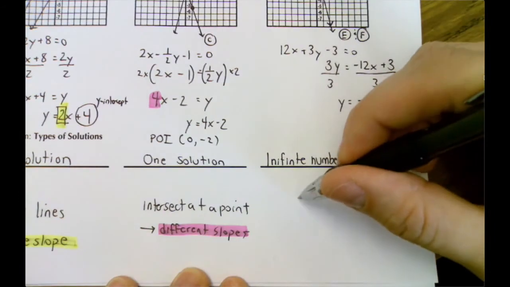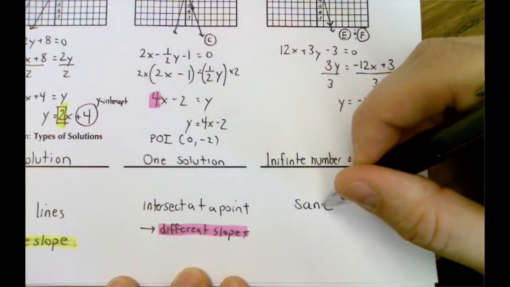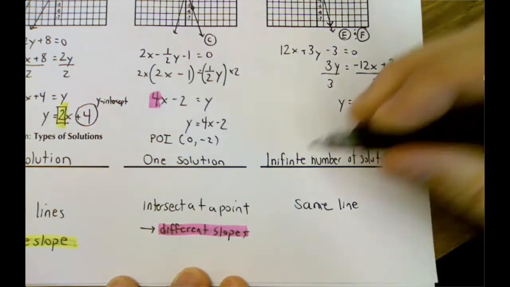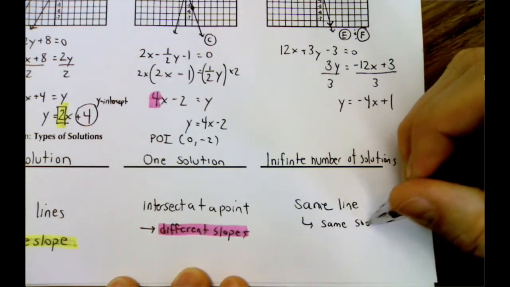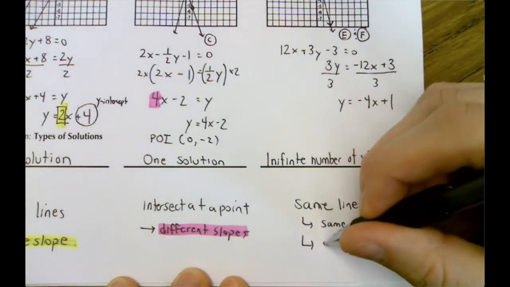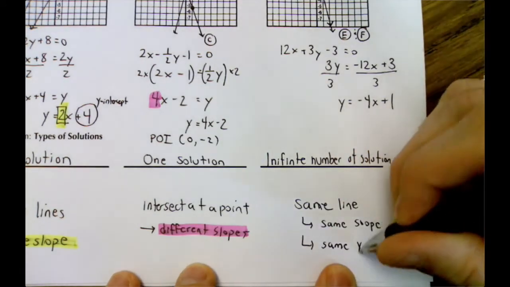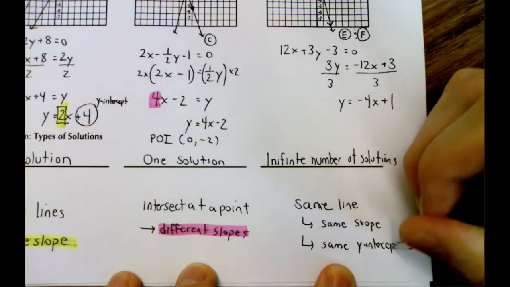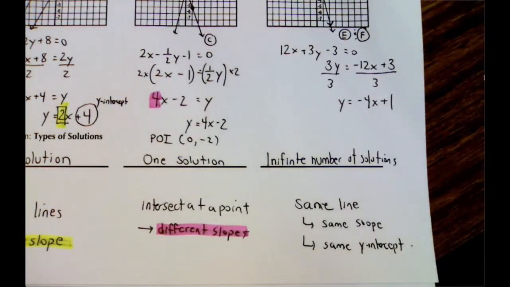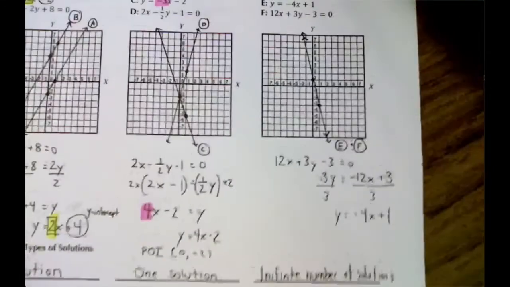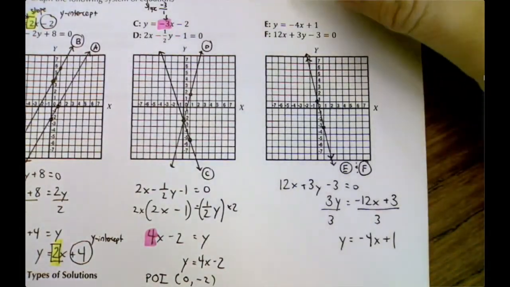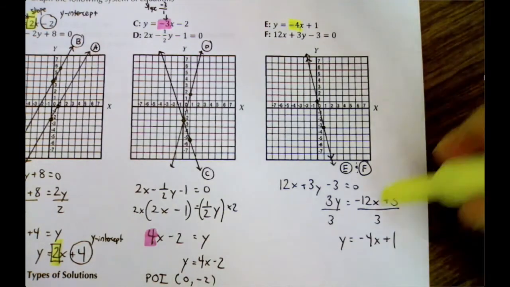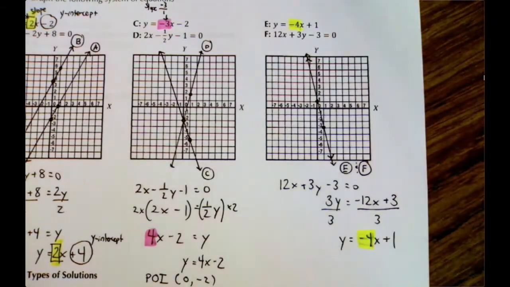And that occurs when you have the same line. How do we know we have the same line? Well, we have the same slope and the same y-intercept. So let's go compare really quickly. Do we have the same slopes? Well, we have negative 4 in front of our x term in our first equation. We rearranged the other equation and got negative 4. So we do have the same slope.